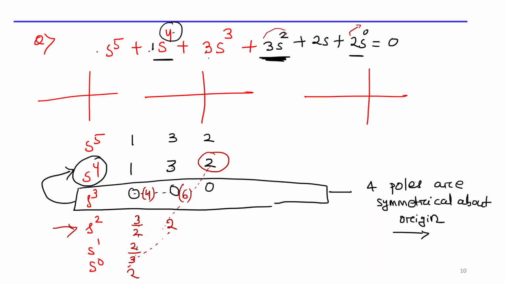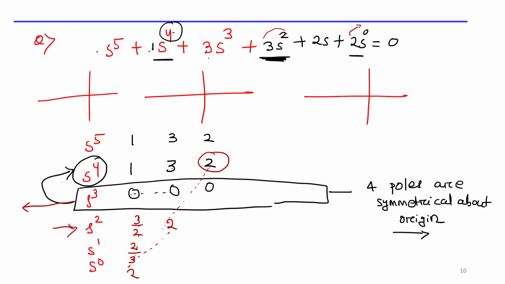Sir, can you explain again the 4 and 6? Okay. So what I did here: whenever you encounter a row of 0, you have to see which row you are encountering a 0 in. You are encountering h to the power 3 at 0. Then you imagine that whatever is above is h to the power 4. It means 4 poles are symmetrical about origin.